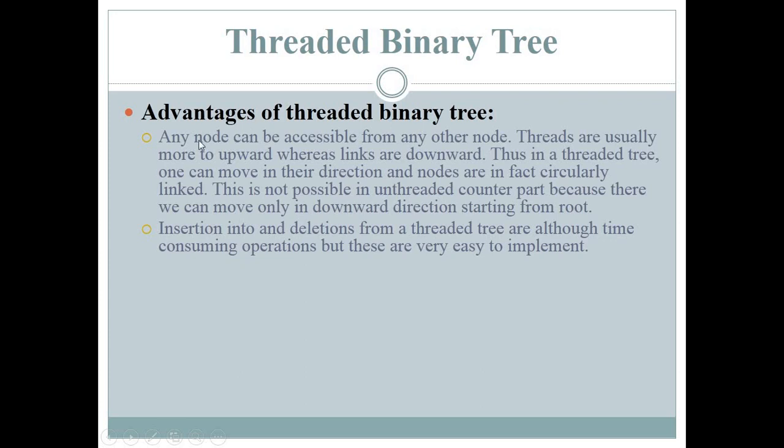Let's discuss the third advantage. Any node can be accessible from any other node. Threads usually point upward, whereas links are downward. Thus, in a threaded tree, one can move in any direction and nodes are in fact circularly linked. This is not possible in the unthreaded counterpart, because there we can move only in the downward direction starting from the root. Insertion into and deletion from a threaded tree are time consuming operations, but they are very easy to implement.